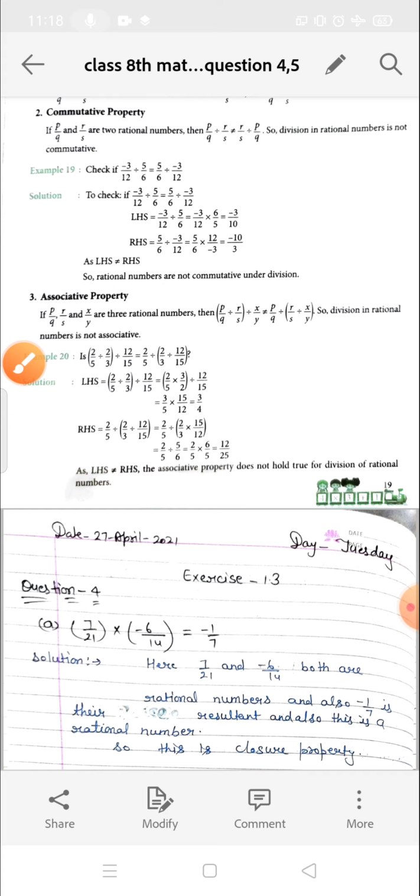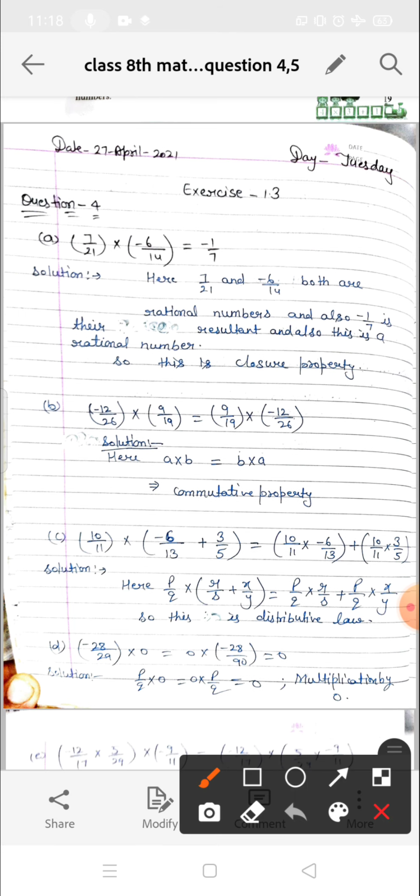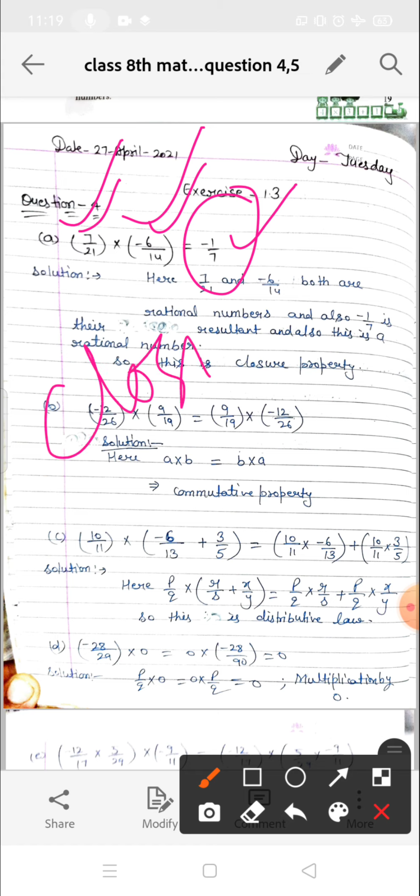Now we will do our exercise 1.3, questions number 4 and 5, because these questions are based on the properties of multiplication and division. Okay, so the A part of question number 4 is 7 by 21 multiplied by minus 6 by 14, and their result is equal to minus 1 by 7. Look here, beta, the first number is rational, the second is rational, and their multiplication gives us a rational number. So which property is this? This is the closure property. So the answer of A part is closure property.